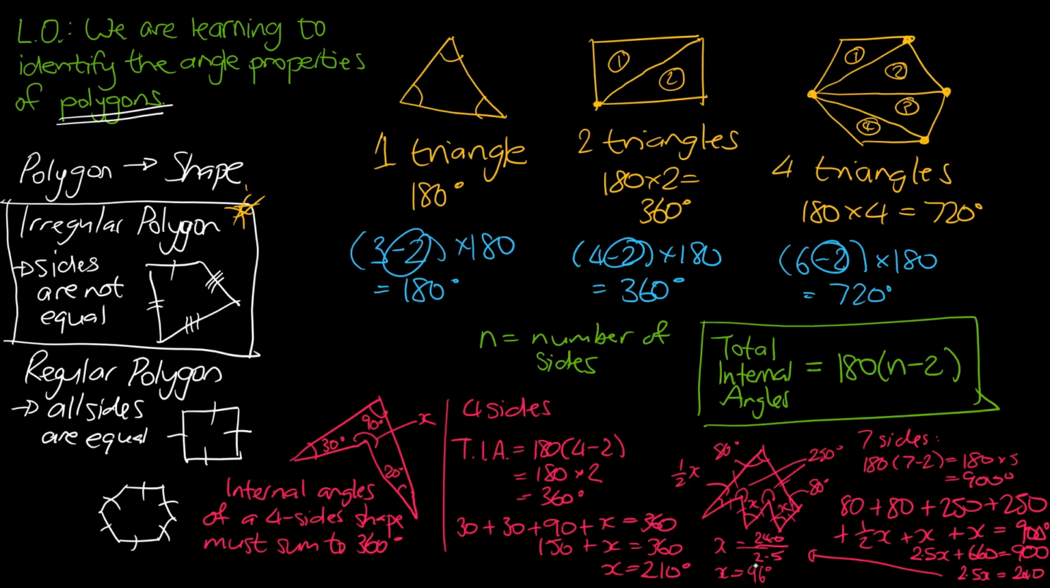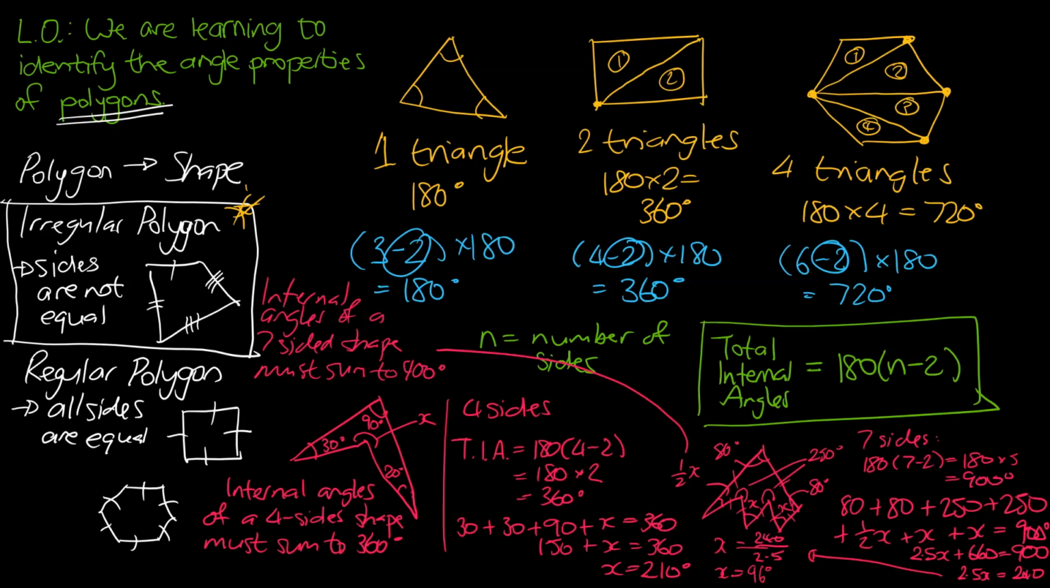96 degrees. And in terms of reasoning, let's quickly finish up our reasoning because it is important to have it. So we'll be able to say internal angles of a 7-sided shape must sum to 900 degrees.